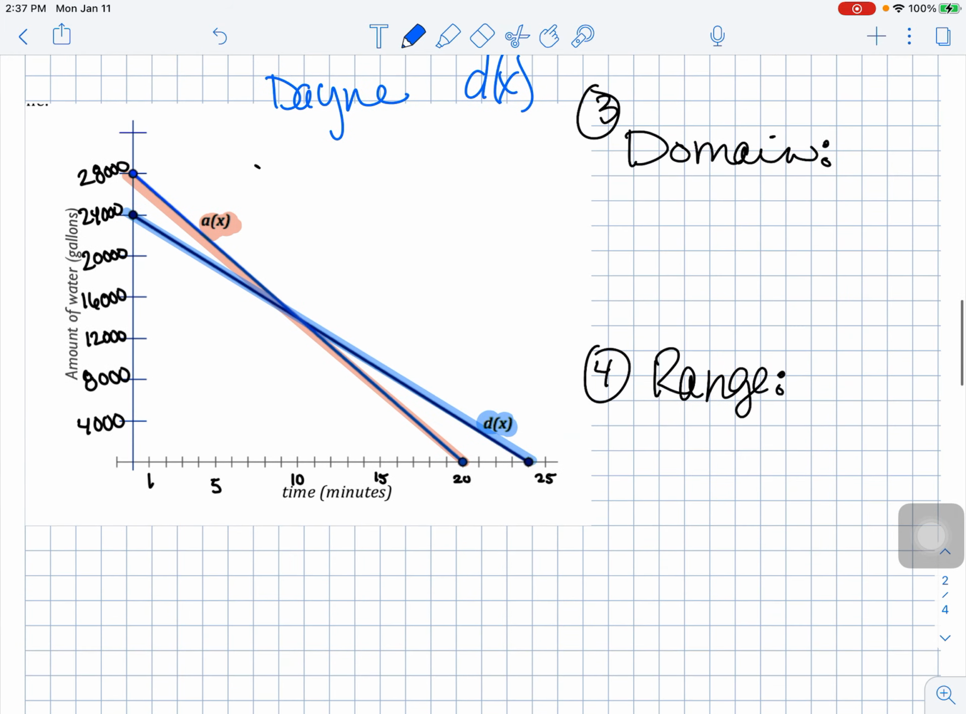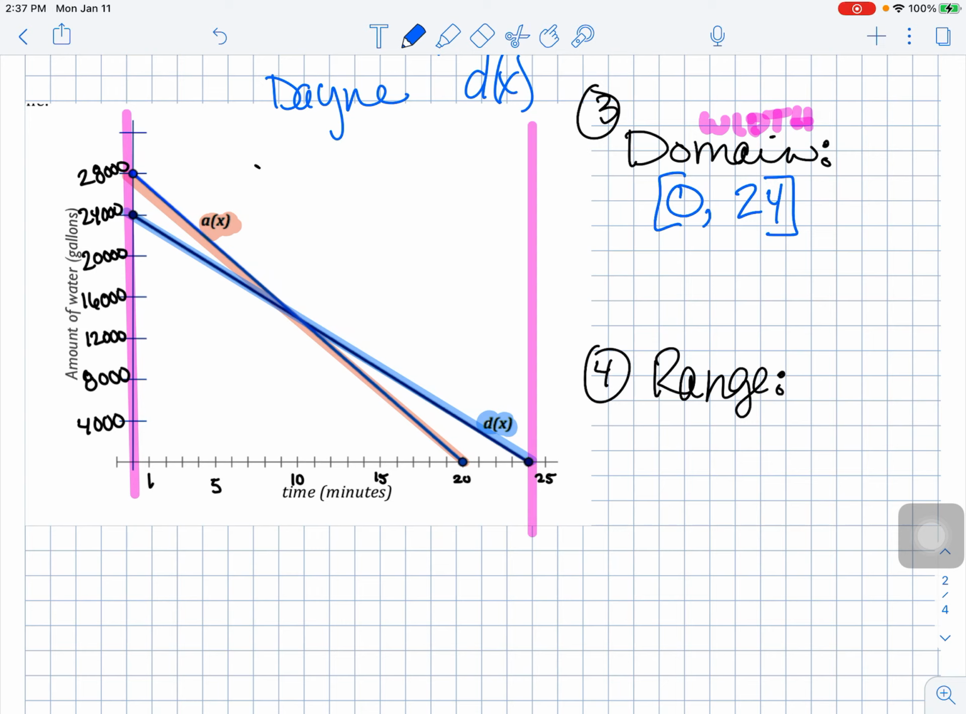All right, the next question is, what is the domain of Dane's graph? So remember, domain is your width. So I'm going to find the leftmost point in my graph, and it looks like 0 minutes is the first number in my domain. And I'm going to find the rightmost point in my graph for Dane, and that's 24 minutes. And since both of those points are closed, they both get brackets at the beginning and the end.